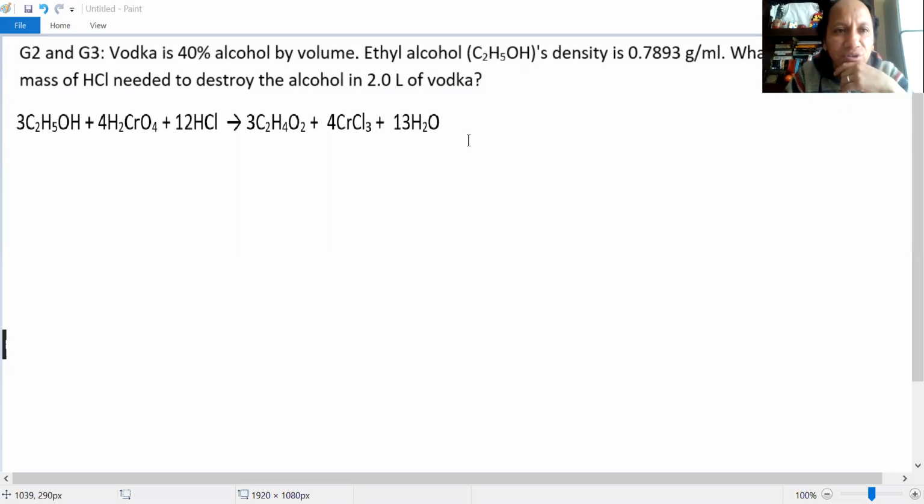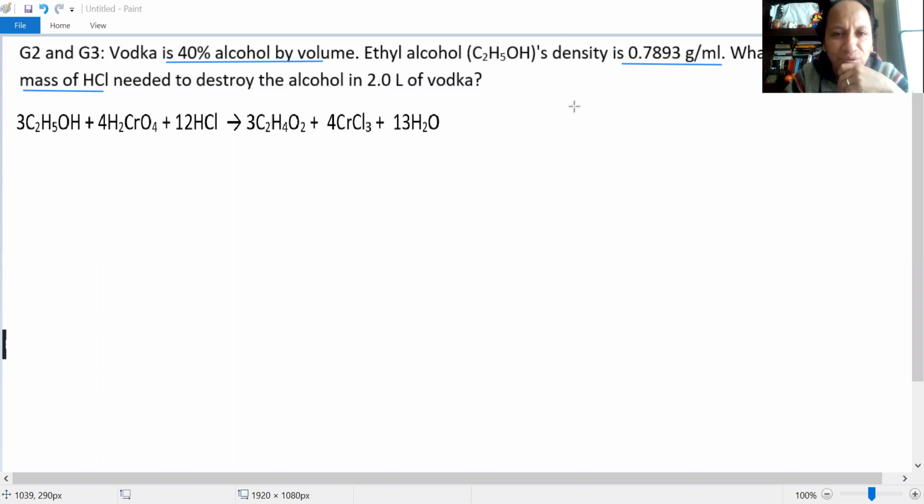So at first, you just read the data. 40% alcohol by volume. Ethyl alcohol, I gave you the formula. Density is this one. Density is grams over milliliters, it says there. And what's the minimum mass of HCl? So it's asking for the mass of HCl at the end, to destroy the alcohol in 2 liters of vodka.